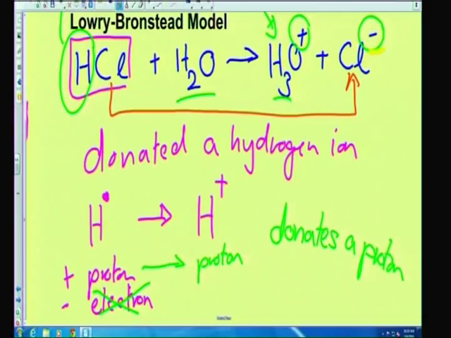In other words, an acid is a proton donor. An acid is a proton donor. But then what is a base? Well, in this very simple equation that I've shown, it also illustrates exactly what a base is, according to the definition of Bronsted and Lowry.